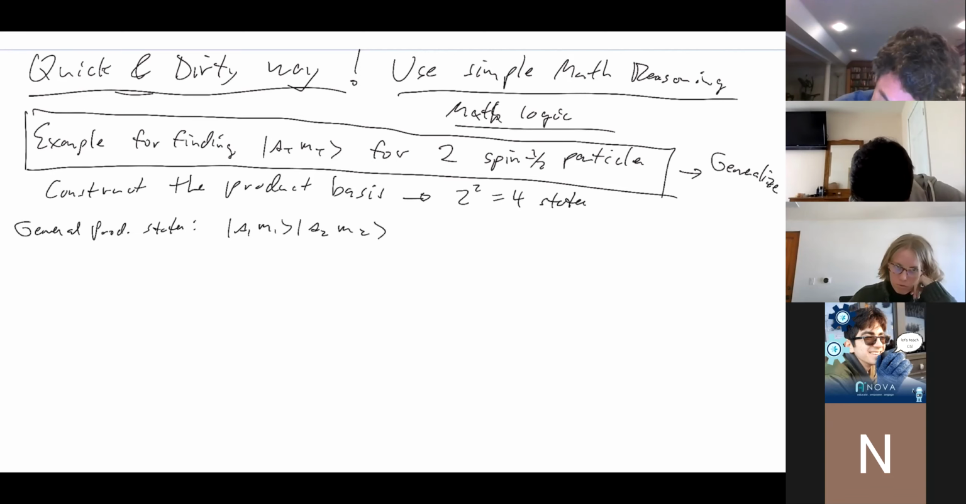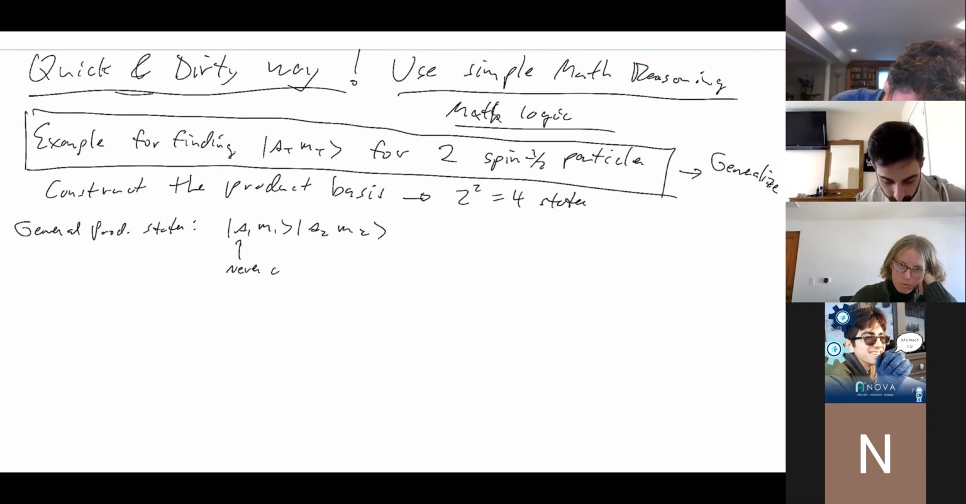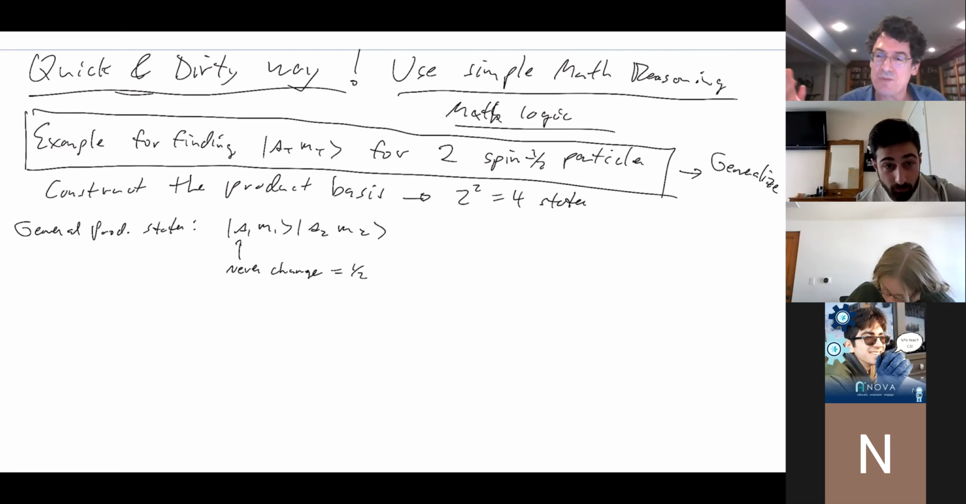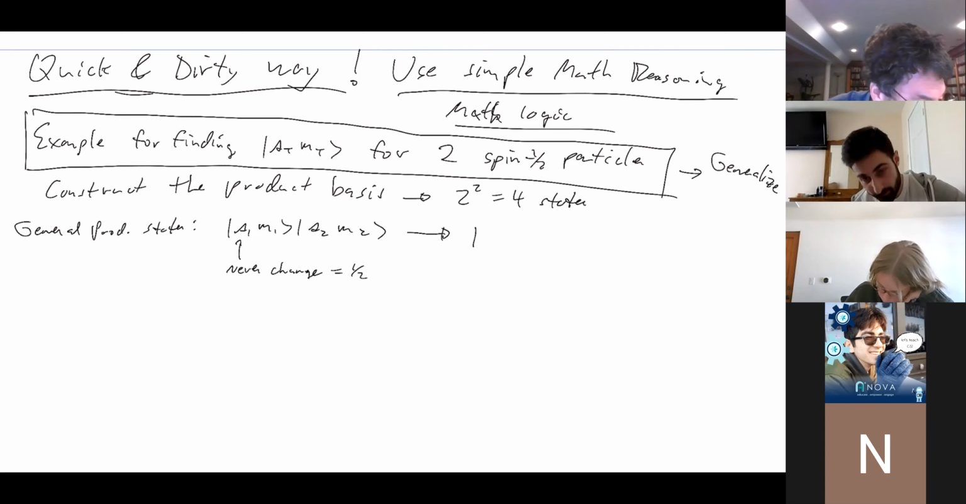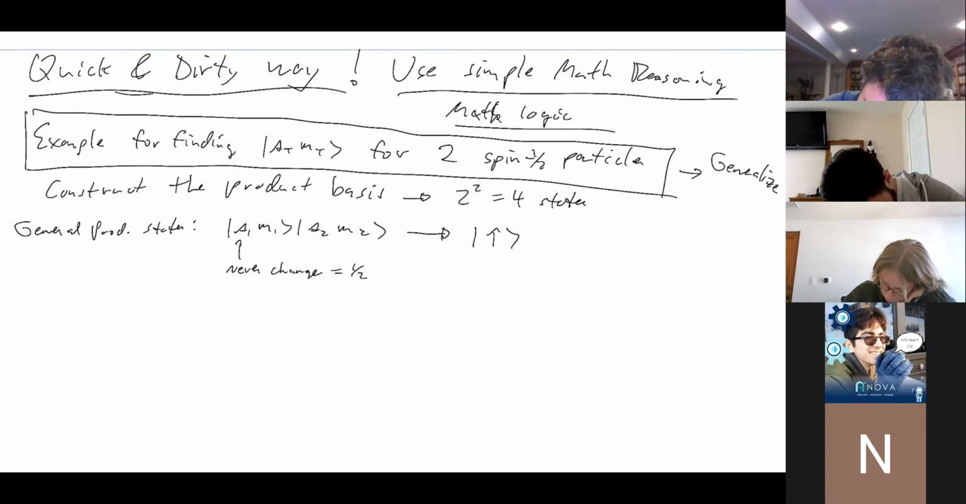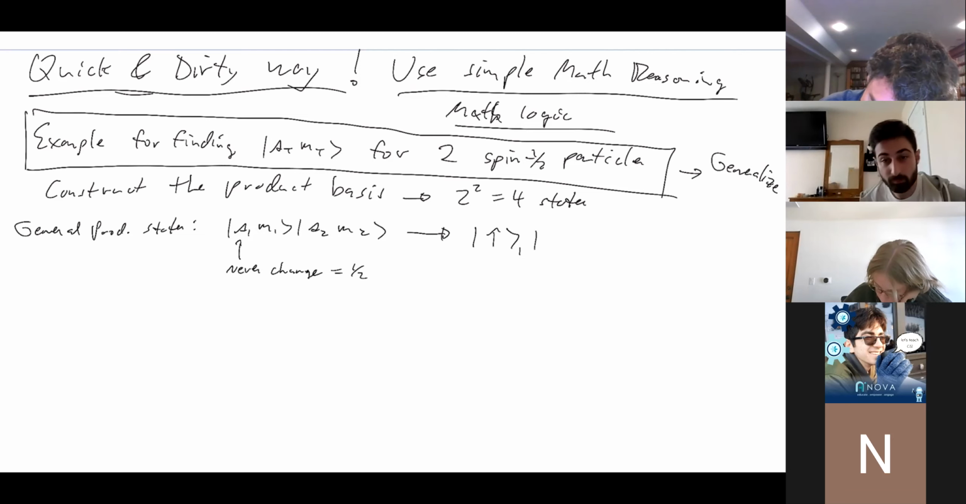But that's too hard to write. Nobody likes to write that. And so the way we write it instead, since these S's never change, they always equal 1/2, that part is tedious. We don't need to write that. So what we can do instead is write it like this. We could write spin up for particle 1 times spin up for particle 2.